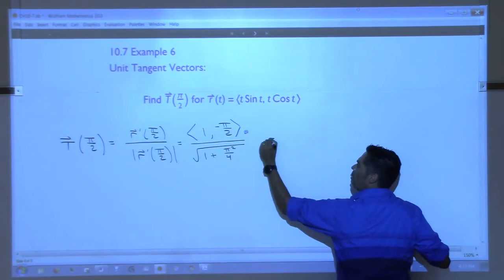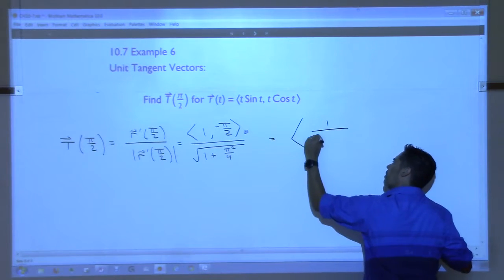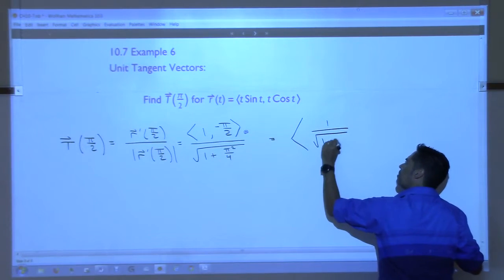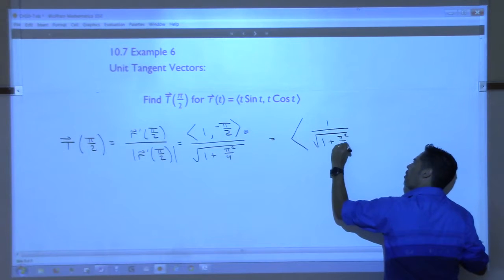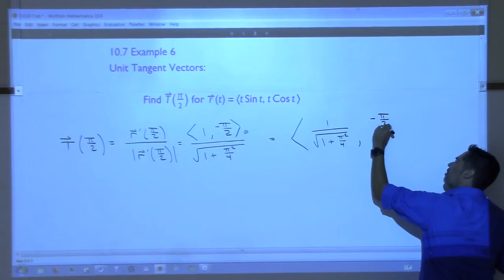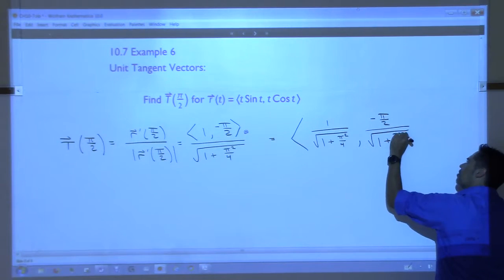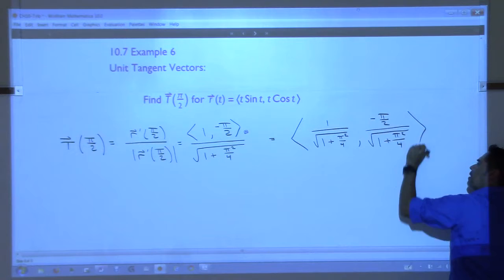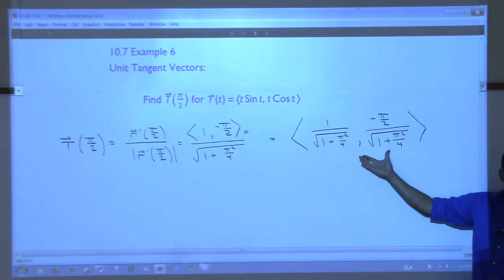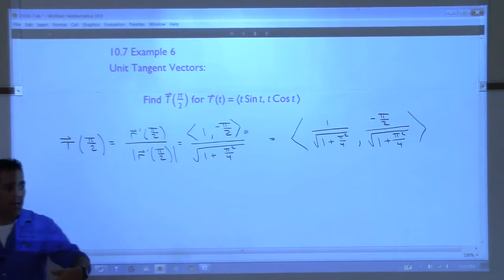Which if we write it all in one vector, it would look like this. 1 over the square root of 1 plus pi squared over 4, comma, negative pi over 2 over the square root of 1 plus pi squared over 4. So this vector right here should point in the same direction as that vector, but it should have a length of 1.